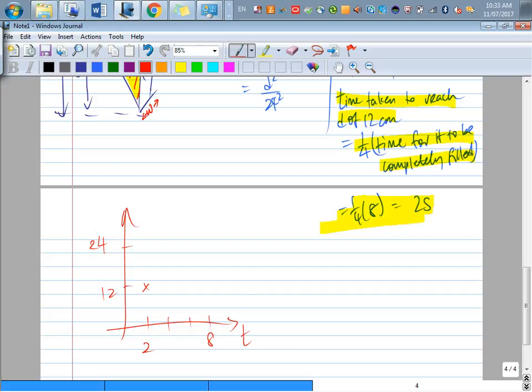And the other one will be when time is equal to 8, my depth will be 24. Of course, when time equals 0, your depth is 0. So I have 3 sets of coordinates. It is not a straight line. You can expect the water to be rising. The rate of change of the height is not a constant. So it is actually a curve.